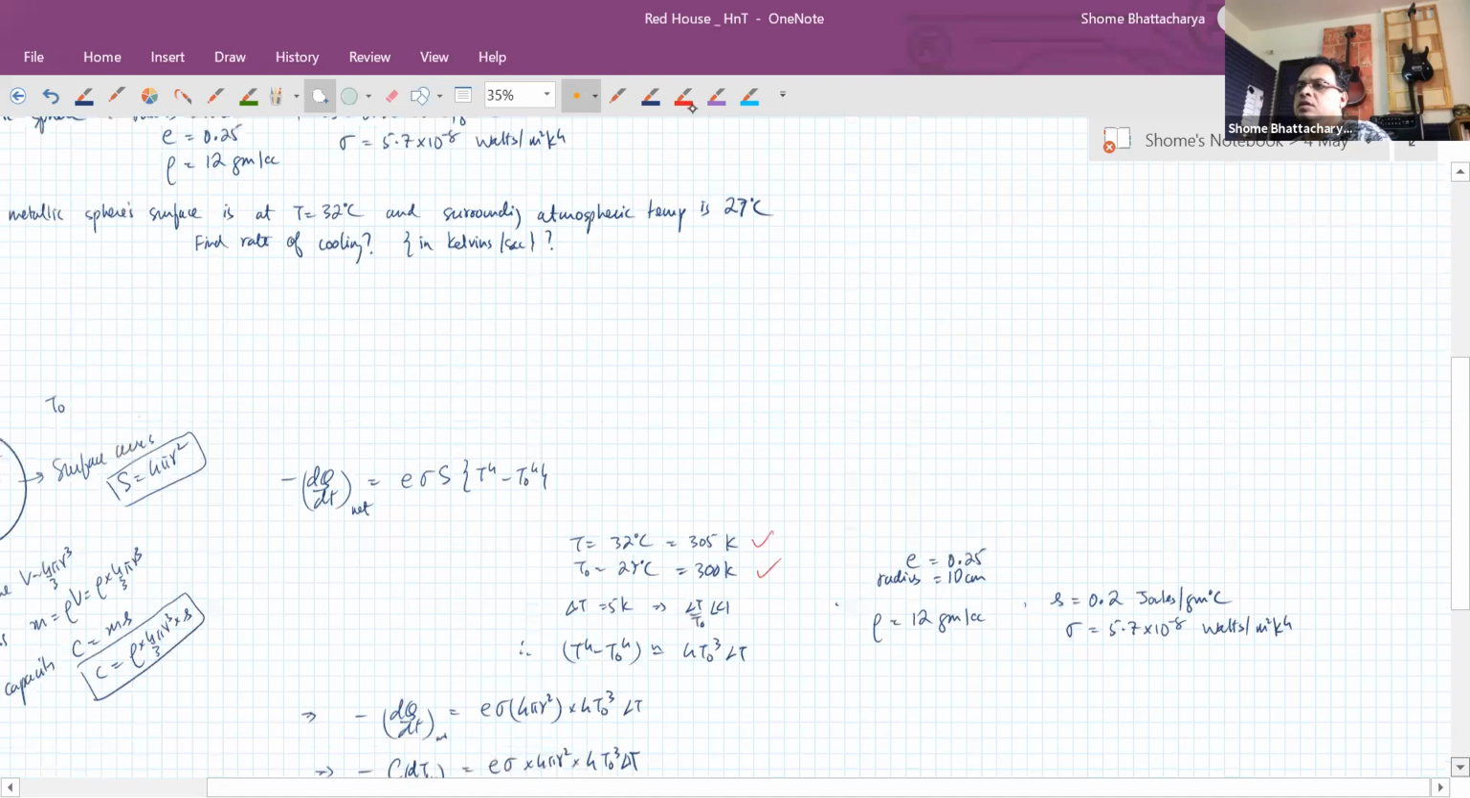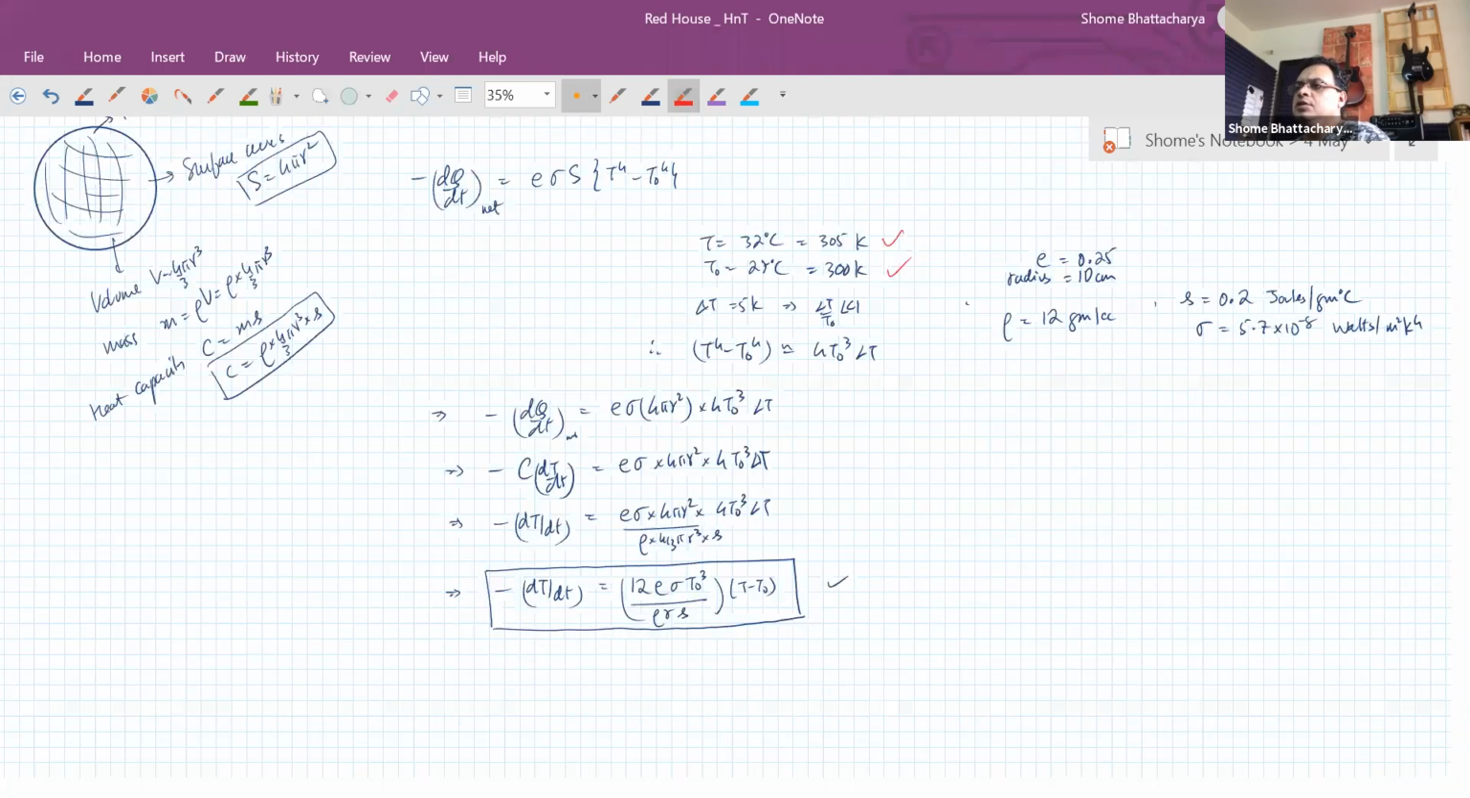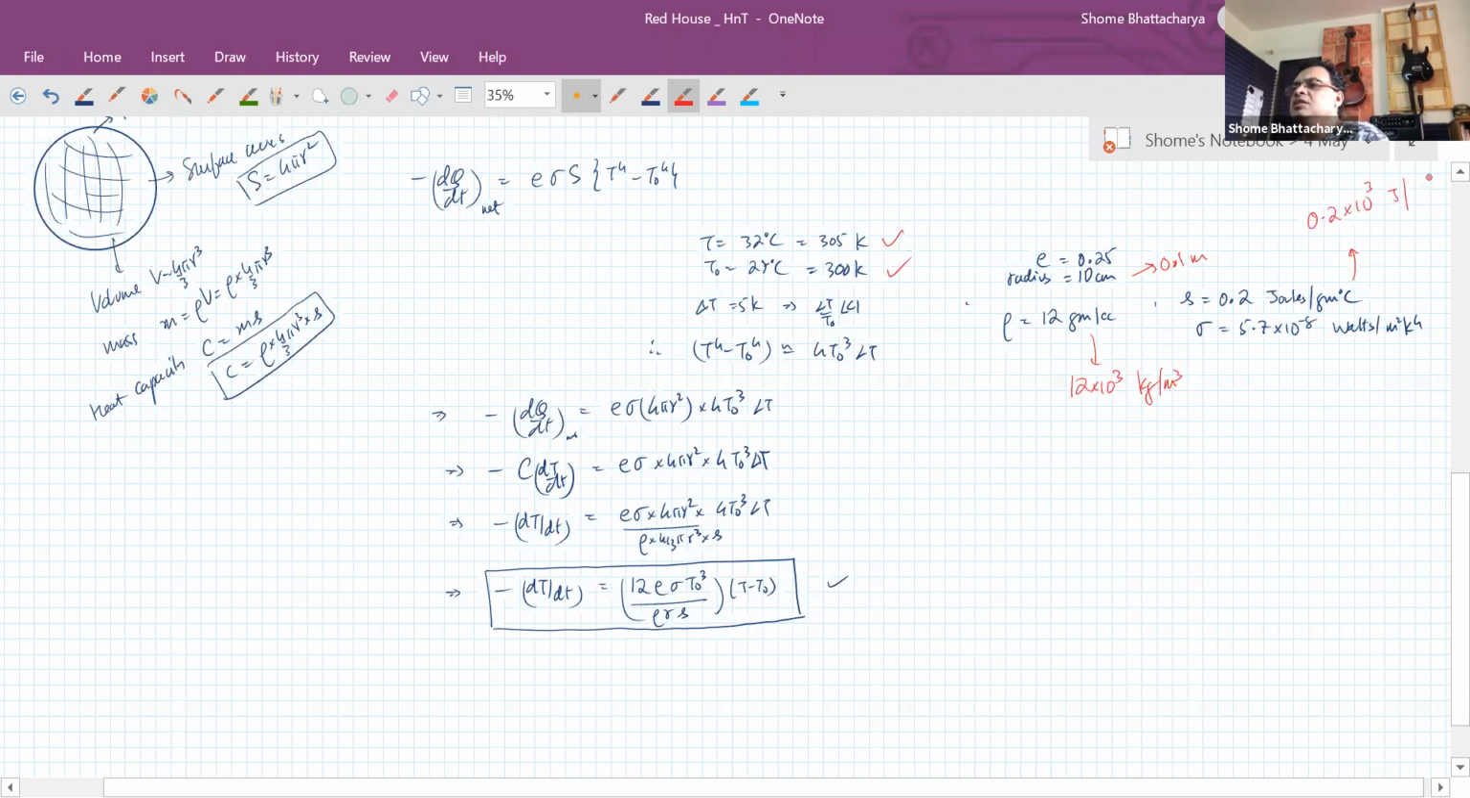Okay, so nothing but substitution now. You have to just make sure you substitute everything with the proper unit. So for example, this will be 0.1 meters. This will be 12 into 10 raised power 3 kg per meter cube. This will become 0.2 into 10 raised power 3 joules per kg Kelvin. Okay. And this is fine. This is an SI unit.